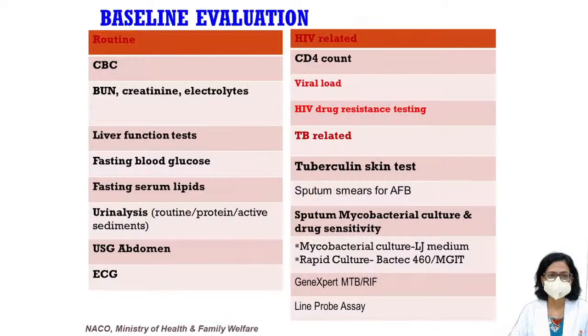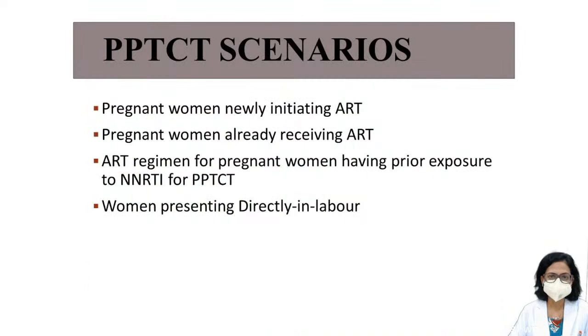and continued lifelong after that. So all women would require a baseline evaluation before starting ART, which would include a complete blood count, kidney function, liver function test, blood sugar, lipids, urine analysis, ultrasound abdomen and ECG, HIV-related CD4 count, viral load if the facility is available, HIV drug resistance testing in specific situations, TB-related tests such as tuberculin skin test, and sputum smears for AFB. So screening for tubercular infection is also important.